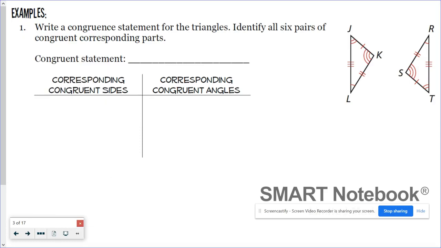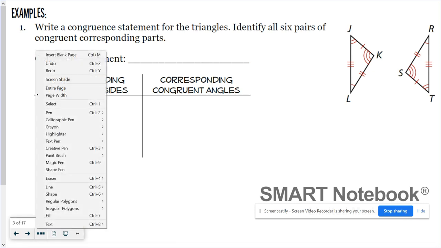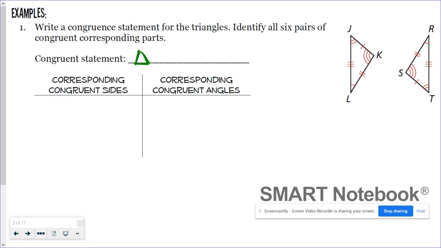So let's see if we can create our own congruent statement and identify all of the corresponding and congruent parts. Now, when you write a congruent statement, you can name the first triangle any way you like. So I'm going to call the first triangle LJK. I did this on purpose because when I looked at the diagram, I saw that angle L had that single arc mark, J had 2, K had the triple arc mark. So that's my reasoning behind how I named it. But you can name that first triangle any way you like.